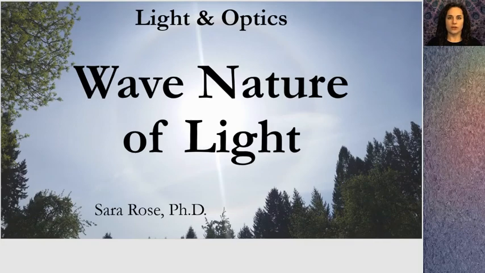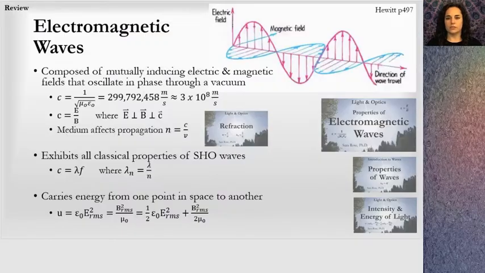This is a lesson on the wave nature of light in a unit on light and optics. The first thing I have for us is to review some properties of electromagnetic waves, which I've gone over in prior lessons. They're composed of mutually inducing electric and magnetic fields that oscillate in phase through a vacuum. And we can see that in the picture over here.